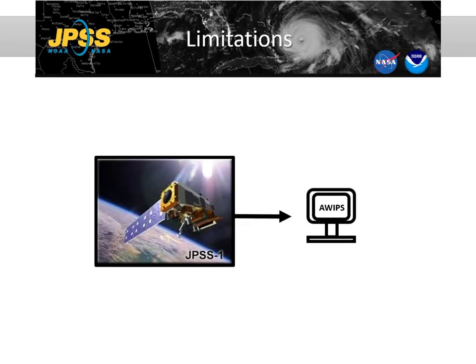And then also some other limitations are, well, first of all, the temporal resolution. So you get 2 data sets per polar orbiting satellite. So one in the early morning hours and also one in the early afternoon hours.